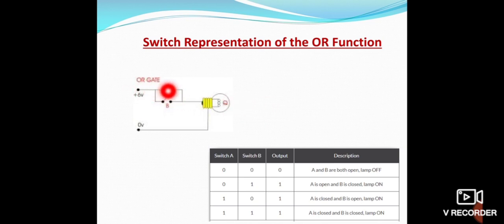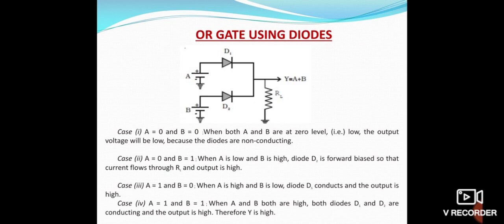Fourth case, when both the switches are closed, that is A equal to 1, B equal to 1. So the current will flow in both directions and the bulb will glow and you will get an output.